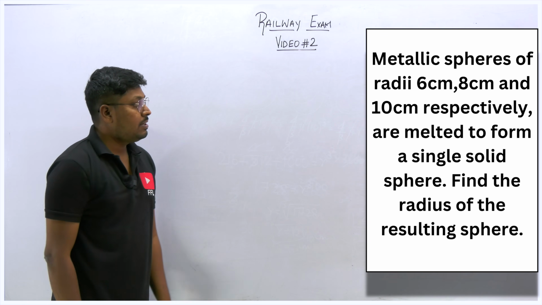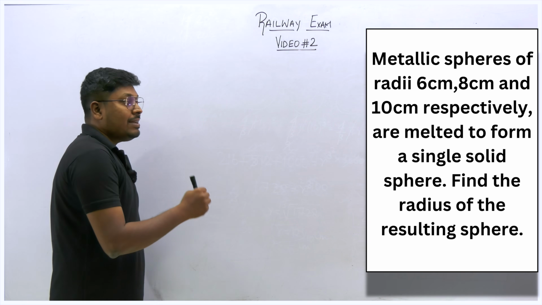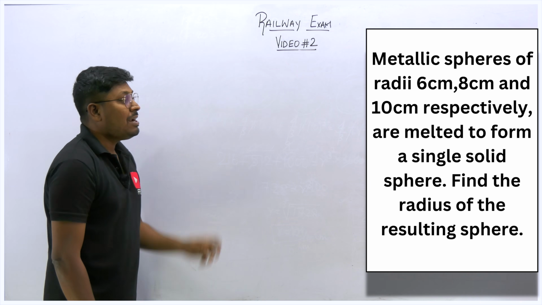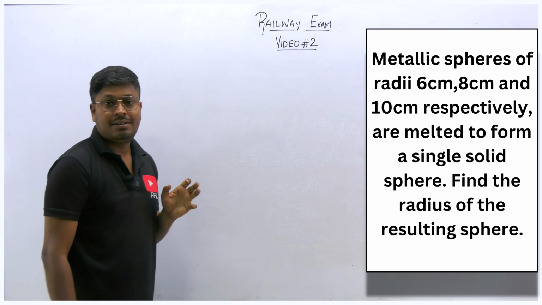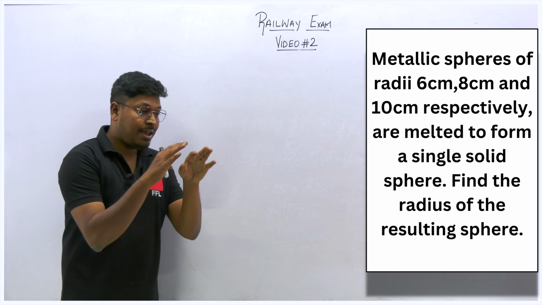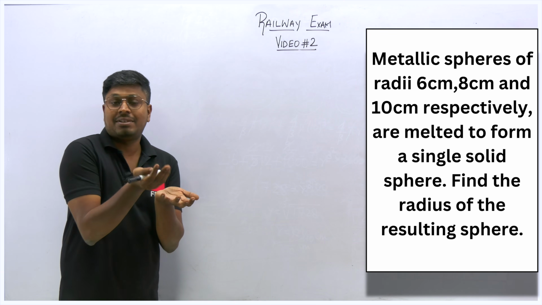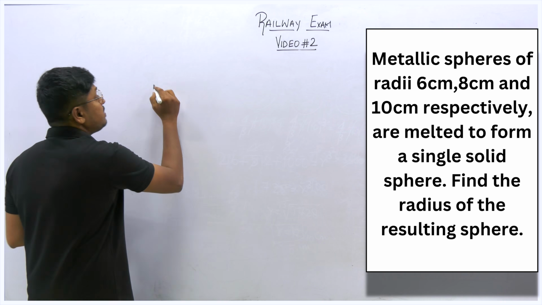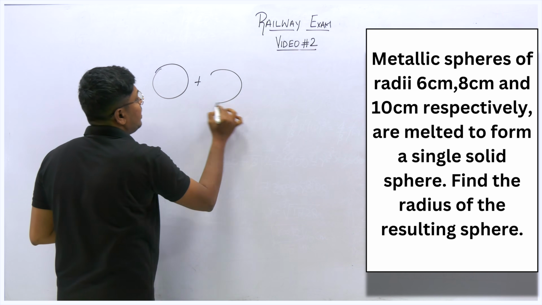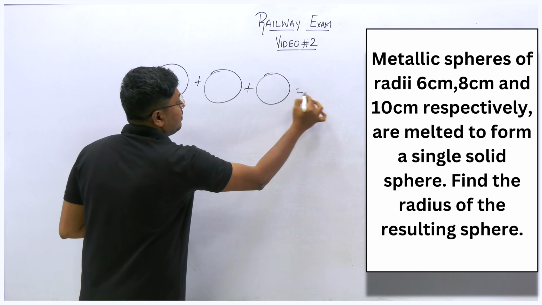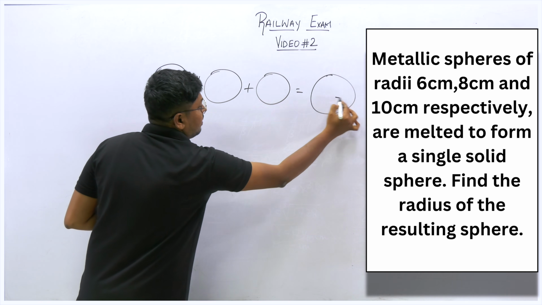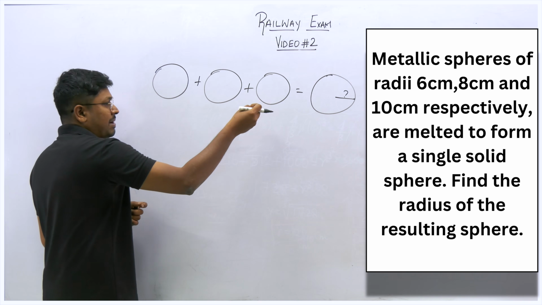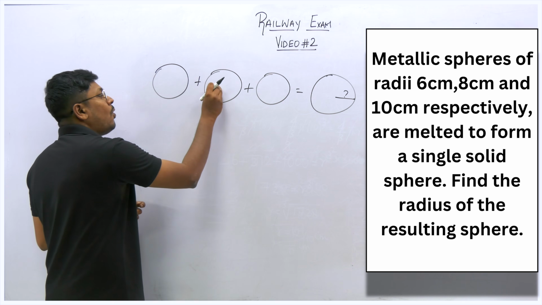So next question. Metallic spheres of radius 6 centimeter, 8 centimeter, 10 centimeter respectively are melted to form a single solid sphere. Just listen here: in all the previous questions, they have given one sphere, and our target is to melt it and make a wire. But here you can see they have given 3 spheres, each with a different radius, and our target is to make one big sphere and find its radius. So if it is in the concept of melting, first find the volume of all the spheres.